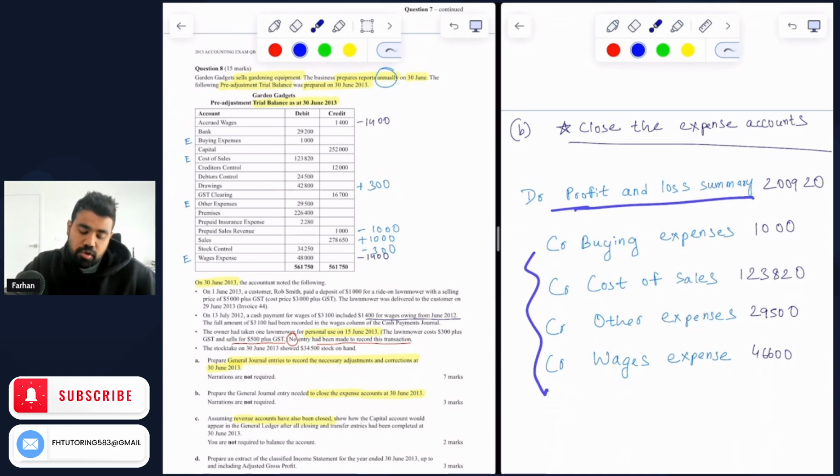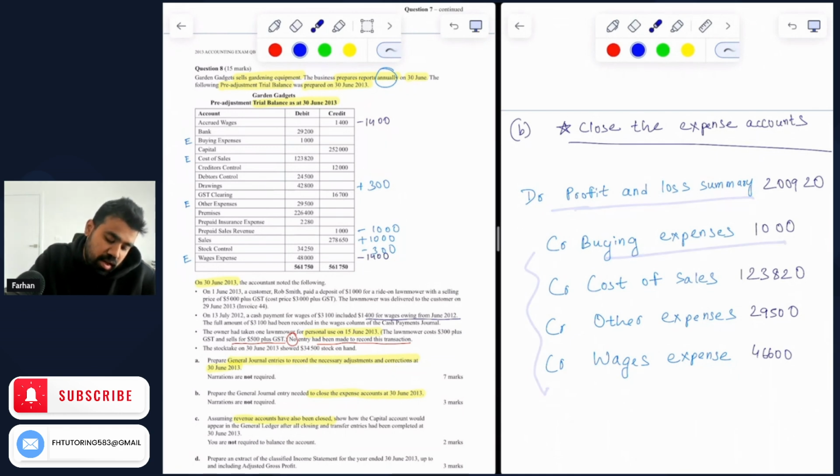So what do we have to do first? We have to look for each and every expense after any adjustments have been done from the trial balance and include them here. What's the first expense we got from the trial balance? It's the buying expense of $1,000, which you can see in the third row. I've written E next to anything that is an expense, just so you can easily identify them. So buying expenses of $1,000, which we are crediting.